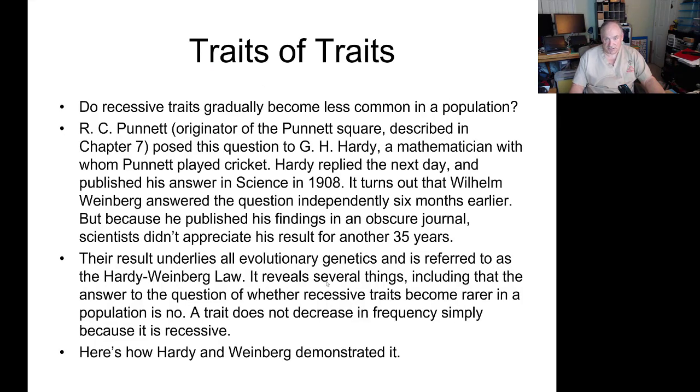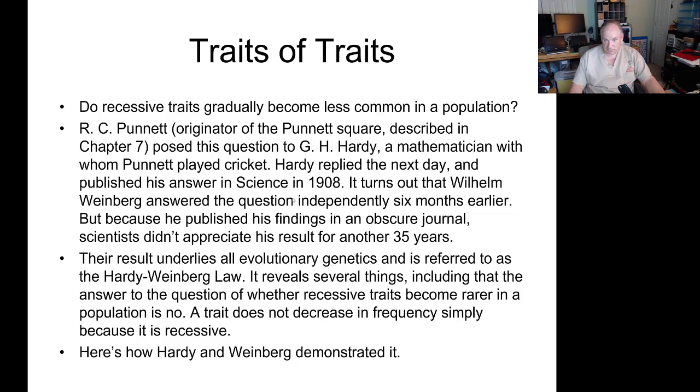Do recessive traits gradually become less common in a population? So R.C. Punnett, the originator of the Punnett square, described in Chapter 7 as we've discussed, posed a question to Dr. Hardy, a mathematician whom Punnett played cricket with. Hardy replied the next day and published his answer in a science article in 1908.